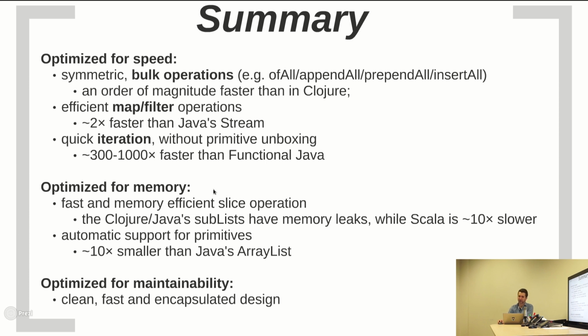It provides a fast slice option, which is several times faster than the alternatives, which provide the same memory constraints. And since it has automatic support for primitive storage, it's also optimized for maintainability. For every decision, we have decided whether the small change in speed and memory are worth making this data structure less maintainable by other parties.